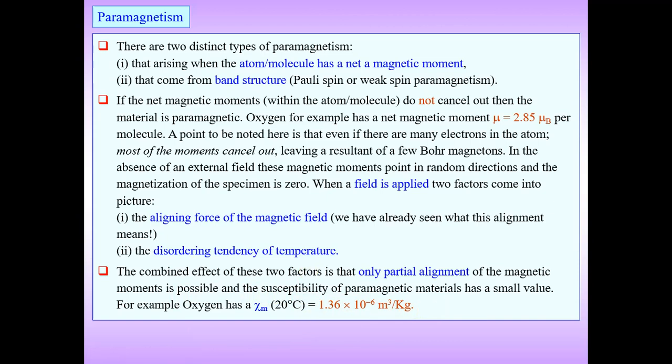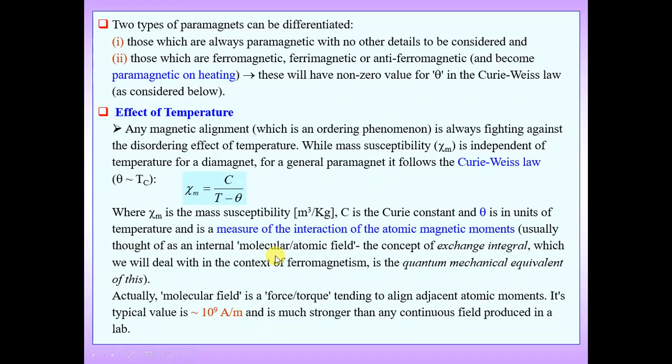See here, the susceptibility of paramagnetic materials is inversely proportional to the absolute temperature T. The second thing is the tendency of temperature, so it is related to the temperature. But first of all, two types of paramagnetic materials can be differentiated: those which are always paramagnetic with no other details to be considered, and those which are ferromagnetic, ferrimagnetic, or anti-ferromagnetic and become paramagnetic on heating. This will have a non-zero value for theta in the Curie-Weiss law.